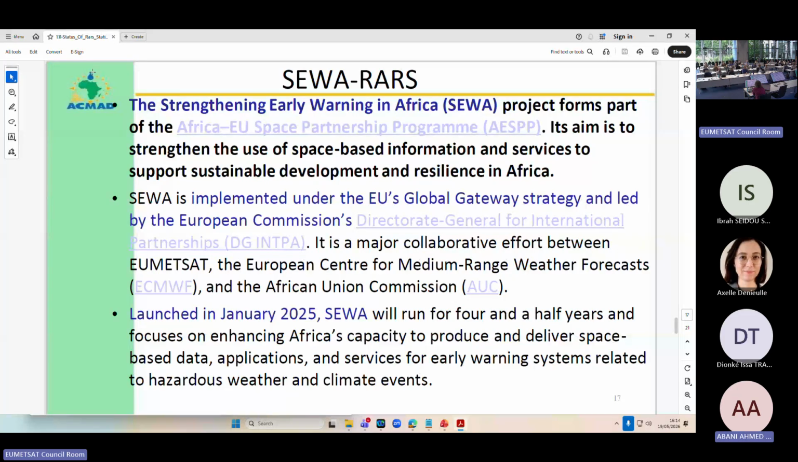So in summary, the SEWA project was launched in 2025. On our side, ACMAD, we are managing the RARS network. We have conducted four coordination meetings with hosting sites this year, 2026. We are also exchanging with EUMETSAT to share project experience for better implementation. Next slide, please.